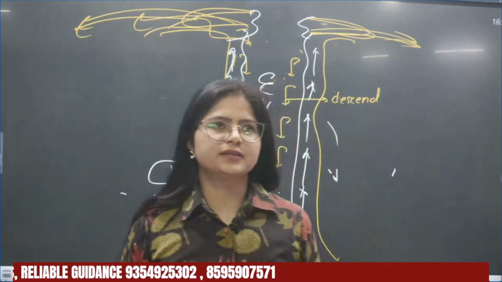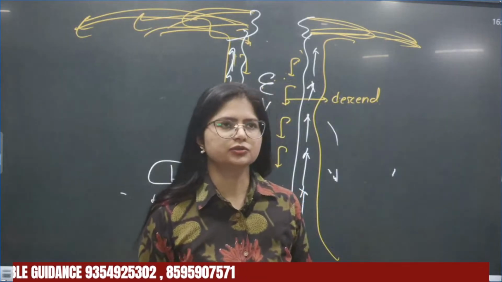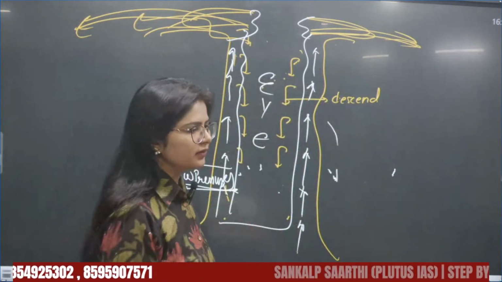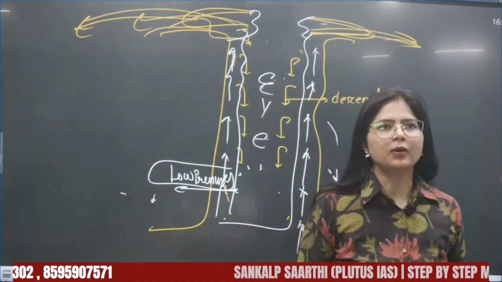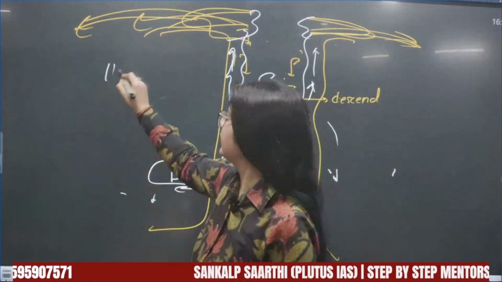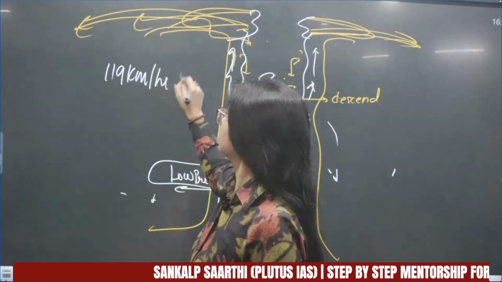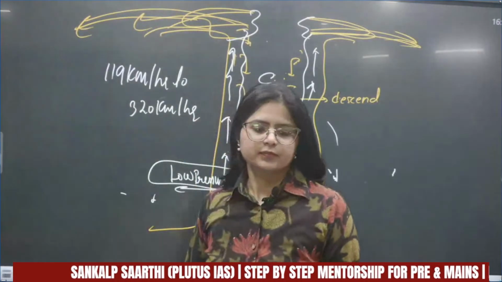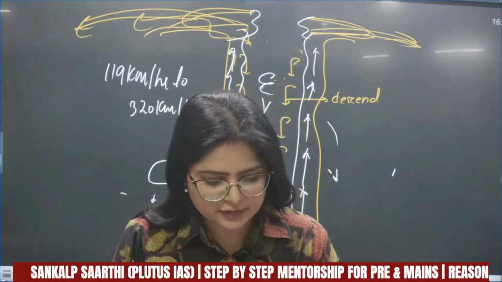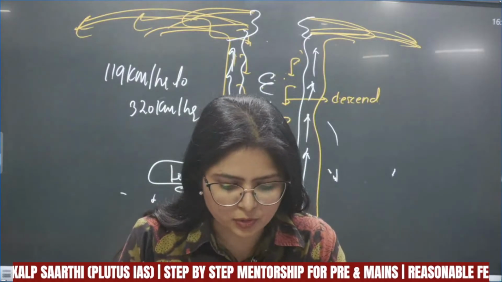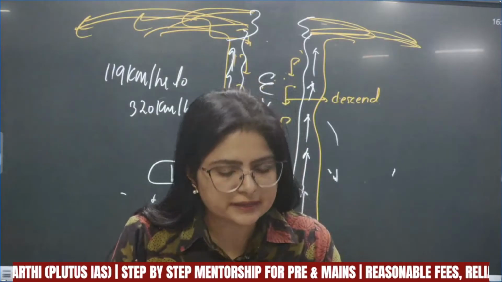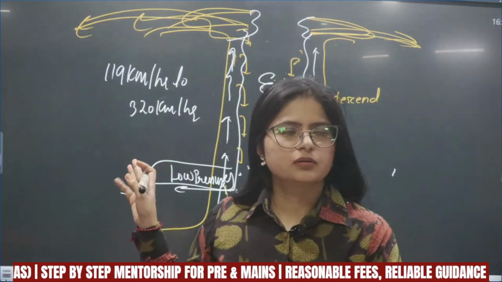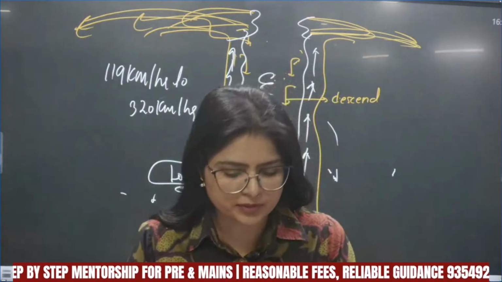Write down: winds generated by the cyclonic storm are very strong and exceed 119 kilometers per hour, and in extreme cases they can achieve a value of 320 kilometers per hour. That is the range.